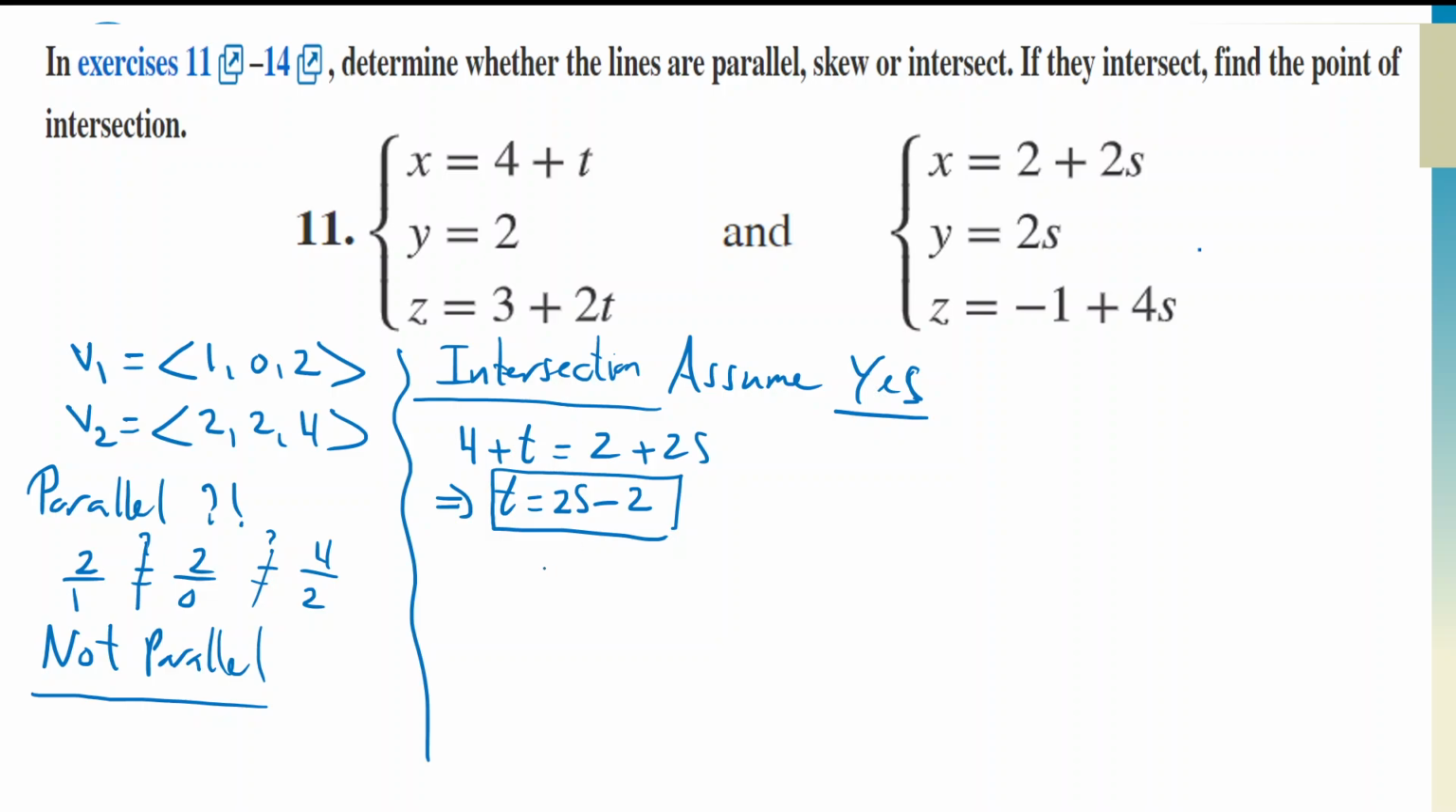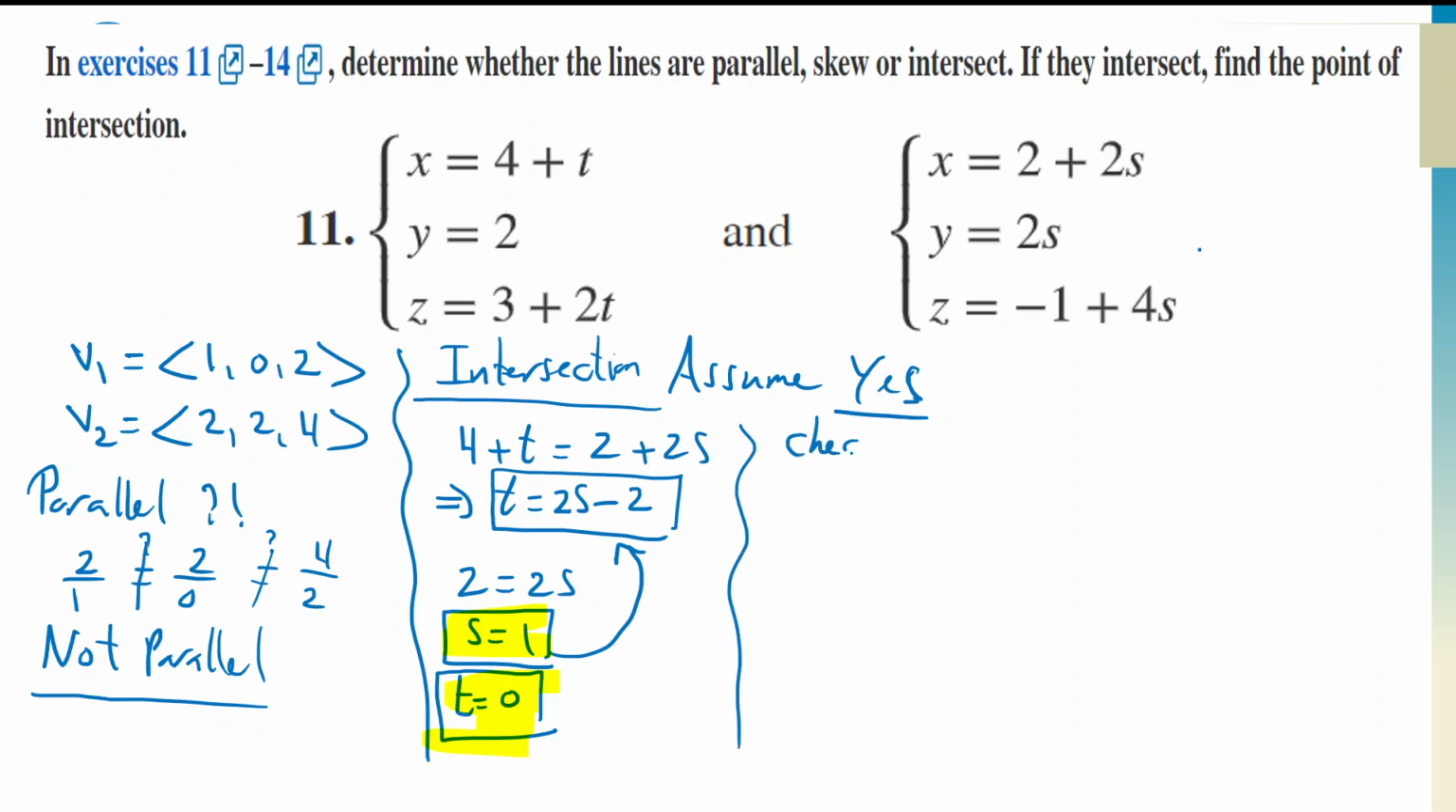Now I'll take the second equations, y1 equals y2. So it's 2 equals 2s, which basically means that s is equal to 1. Great. Now if I substitute this s equals 1 in this equation, I'll get t equals 0. Now these are the two values that I got for s and t. Now remember, since we assumed that they intersect, I have to check for z. Check whether z1 equals z2 or not.